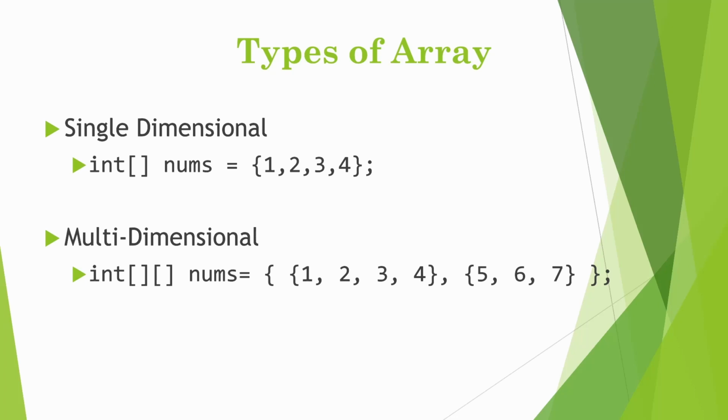Now, types of array. There are two types of array: single dimensional and multi-dimensional. Single dimensional, like this, you can have nums 1 2 3 4, and multi-dimensional, like two dimensional, if you want to store a matrix. For that reason you can have multi-dimensional arrays. So we'll see a live demo on this.